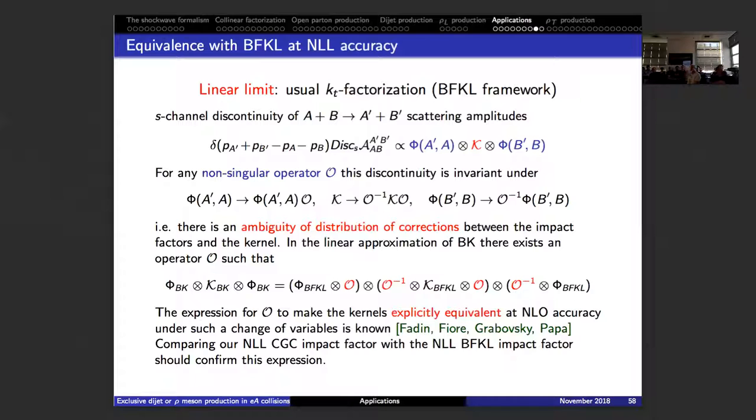So what did you say? What is BFKL for you? It would be the part of the Fadin kernel. Fadin and Fiore, yes. The BFKL, the one you're just getting without yet making it conformal. What energy scale goes into your BFKL? That's where the difference is here. So that's an interesting point.